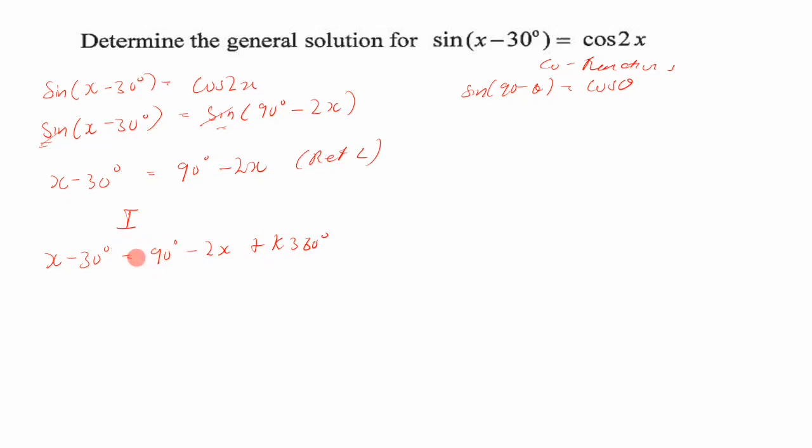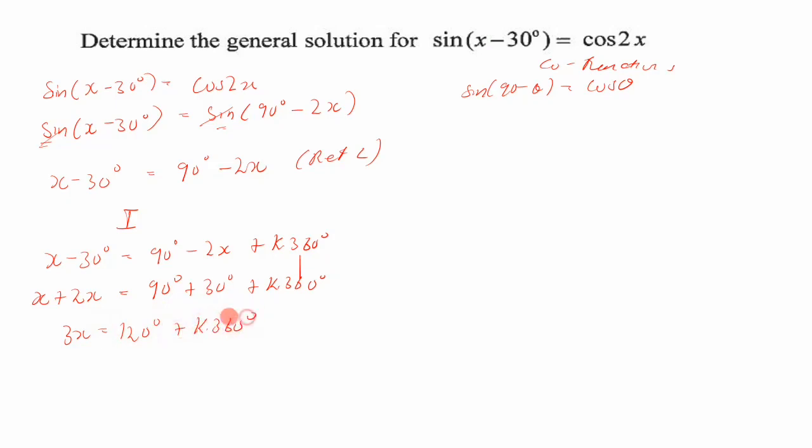Then at this point, this is where you now want to solve. You take this negative 2x and transpose it to the right hand side. So you have x plus 2x, and then you have this 90. You take the 30 and say plus 30 degrees plus k 360 degrees. Right, then what will happen here? x plus 2x gives us 3x, and 90 plus 30 is 120 degrees plus k 360.